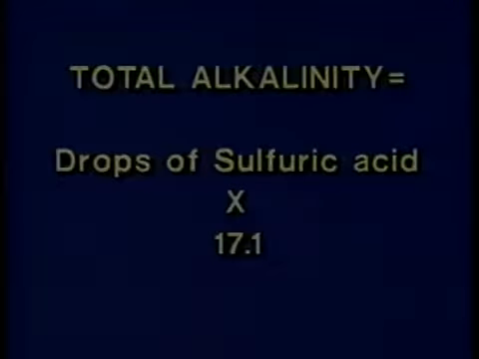The total alkalinity of the sample may now be obtained by multiplying the number of drops of sulfuric acid used by 17.1. The result is the total alkalinity as milligrams per liter calcium carbonate. Since total alkalinity is usually what you are interested in, you can neglect the addition of phenolphthalein and simply add bromocresol green and titrate to pH 4.5.